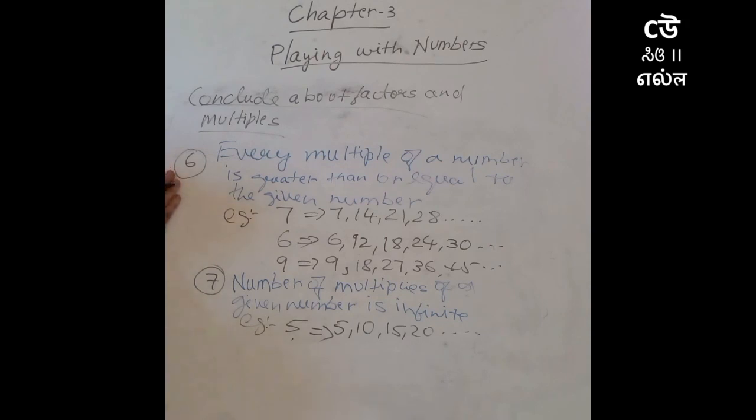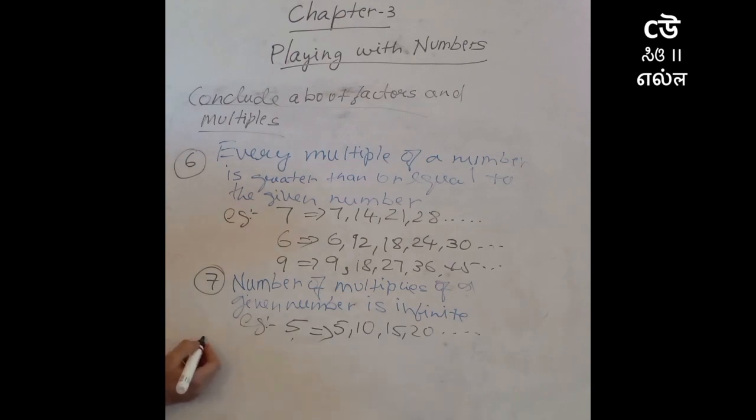For multiple it's greater than or equal to, for factor it's less than or equal to. For multiple, the number of multiples for a given number is infinite, whereas the number of factors for a number is finite. So keep these differences in your mind, and sometimes they can also ask the difference between factors and multiples, so you can write these steps. Okay.